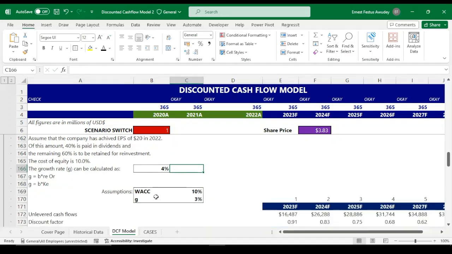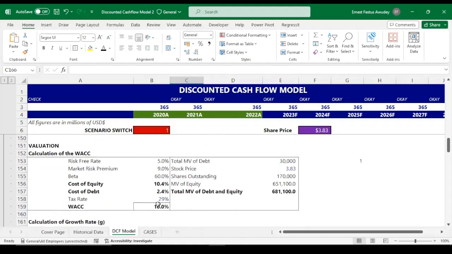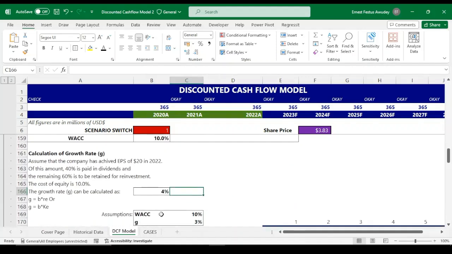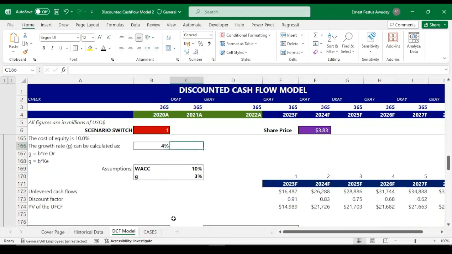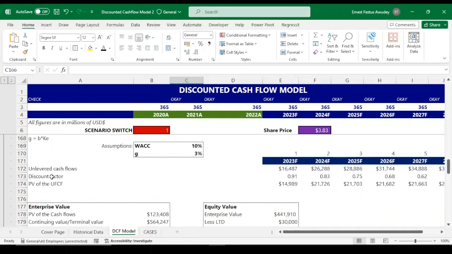So instead of these assumptions we have made, as we have seen in our previous video, we can actually use this particular calculation to calculate our WACC and then our growth rates to be able to derive the WACC that we are going to use as a discount factor to calculate the present value of our future cash flows. All right, the future cash flows here.